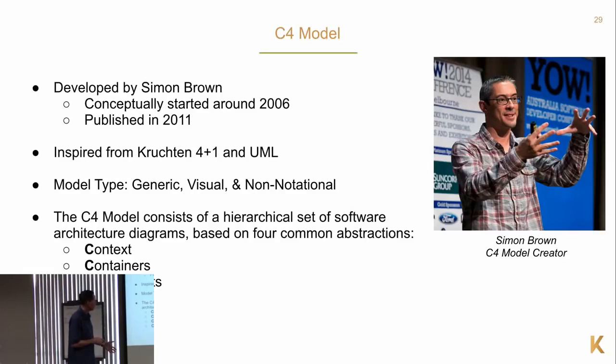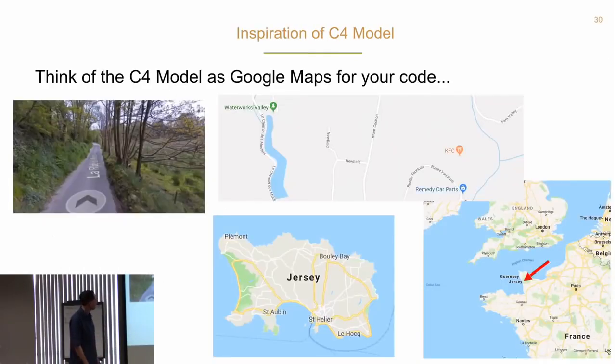It's visual and non-notational. When I say non-notational, I'm speaking in terms of a language, like UML is notational, BPMN is notational. We don't have to learn notation. It's just a model. C4 consists of a hierarchical set of software diagrams: context, containers, components, code. That's really what this looks like. His inspiration was Google Maps. When we talk about context, we're talking about a holistic view of something. When we're talking about code, we're talking about the street-level view.